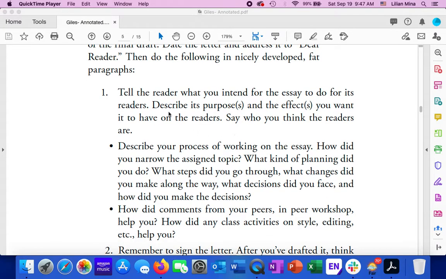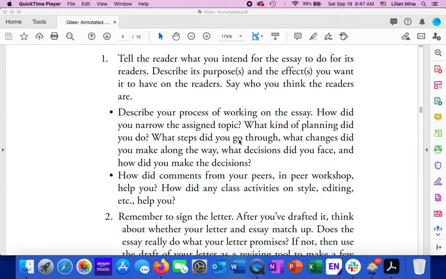So, for example, here, the first point is tell your reader what you intend for the essay to do for its reader. Describe the purpose and the effect you want it to have on the reader. This is very similar to what we did in the brainstorming my narrative discussion post that we had a couple weeks ago, in which you thought about the purpose, the audience, the details, the moments that you'd like to include, and the details of your literacy narrative.